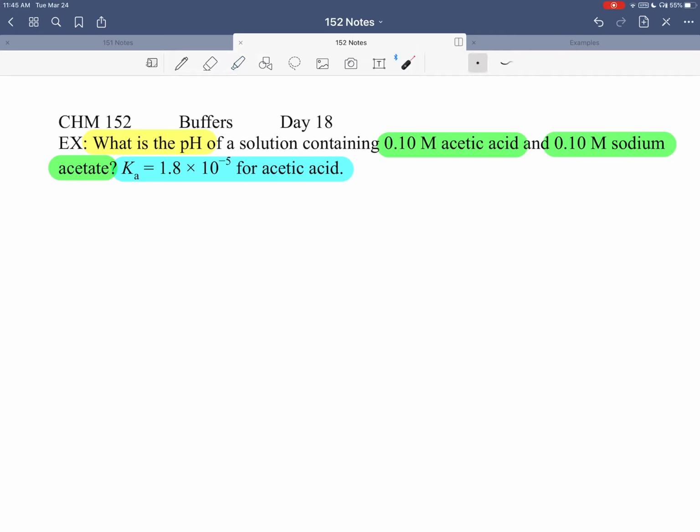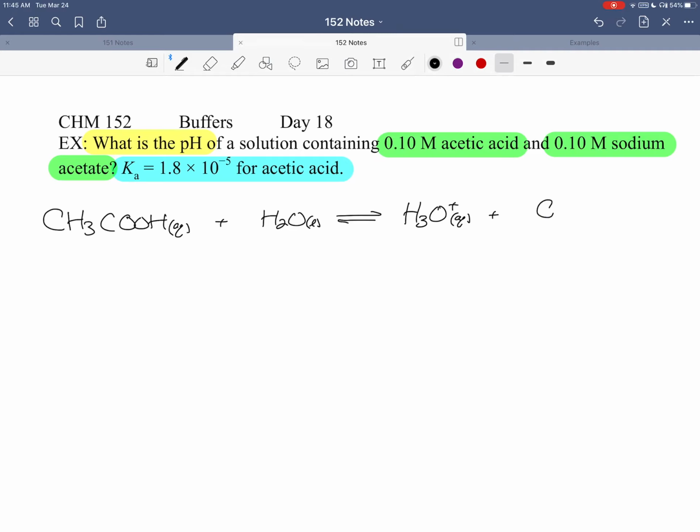We have both an acid and its conjugate base in solution. So let's write out the equilibrium expression for acetic acid. So acetic acid plus water is in equilibrium with hydronium and acetate.